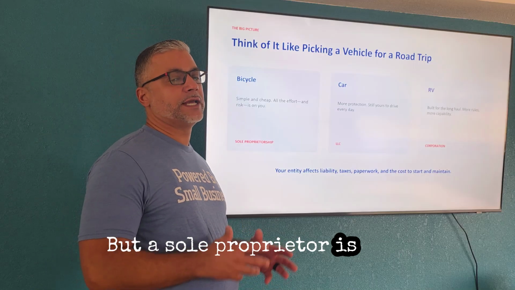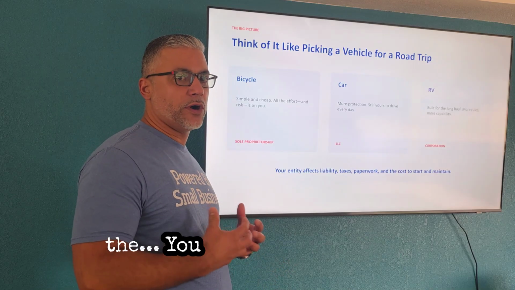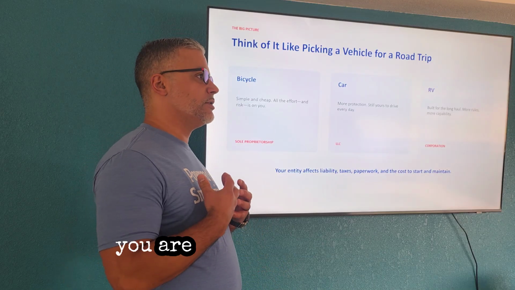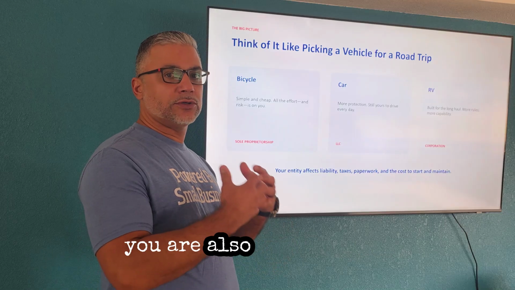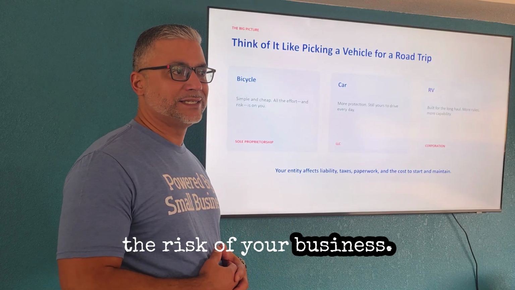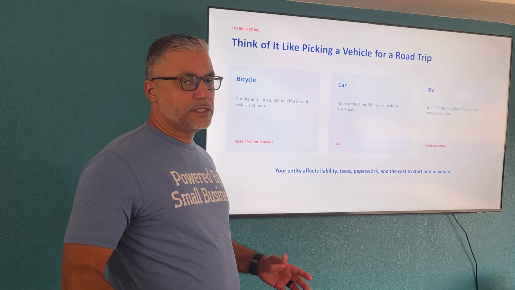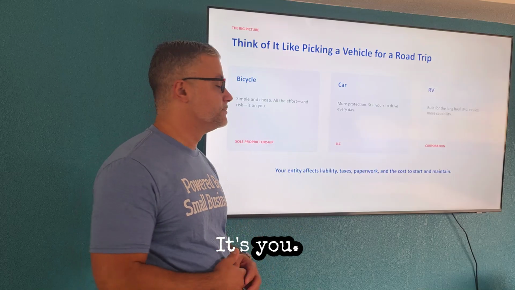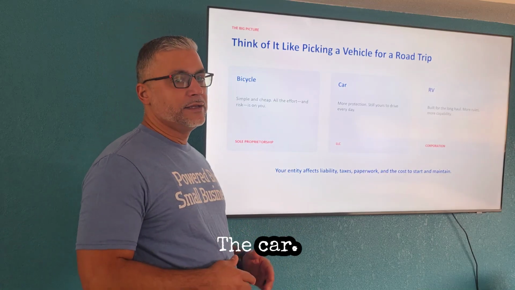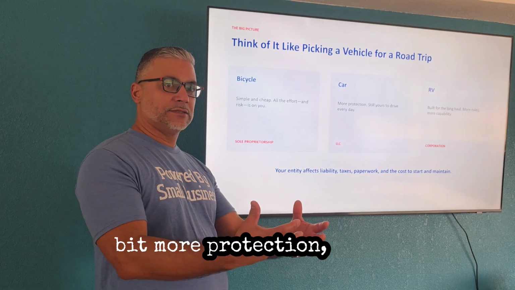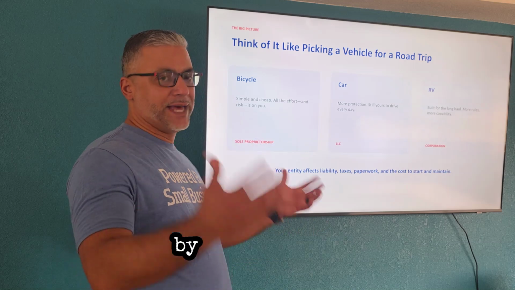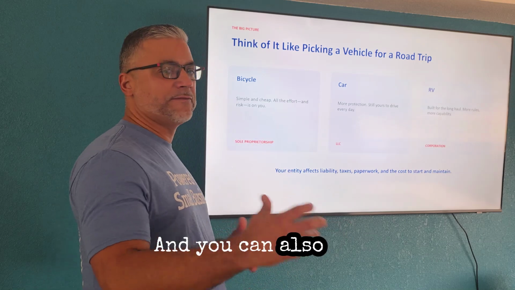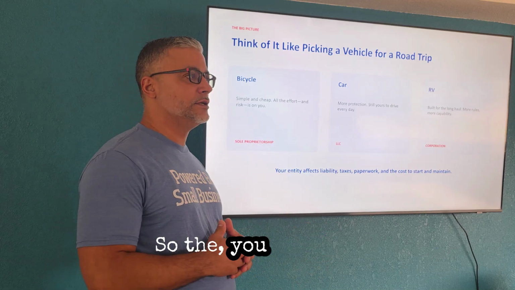But a sole proprietor is like riding a bike, where you are the engine, you are the driver, but you are also assuming all the risk of your business. So if something happens, there's no buffer. It's you. The car provides a little bit more protection, right? You're surrounded by metal, right? And you can also fit other people in the car.